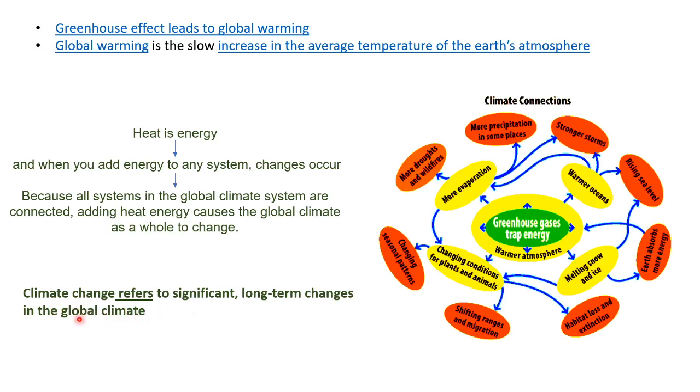Long-term changes that are present in the global climate because of, to start with, pollution. Because of pollution, there were increasing polluting gases. Because of increasing polluting gases, more heat energy was trapped. More heat energy is trapped, and this leads to the human-enhanced greenhouse effect. This is leading to global warming. Global warming is leading to climate change.